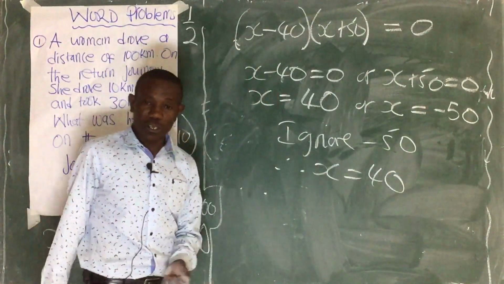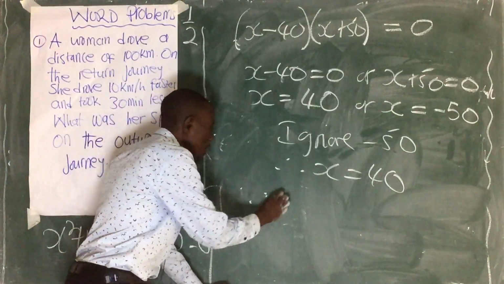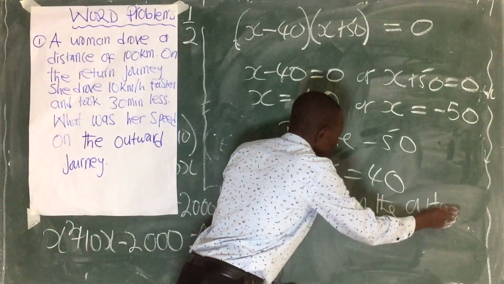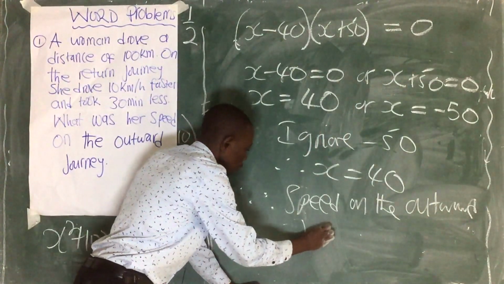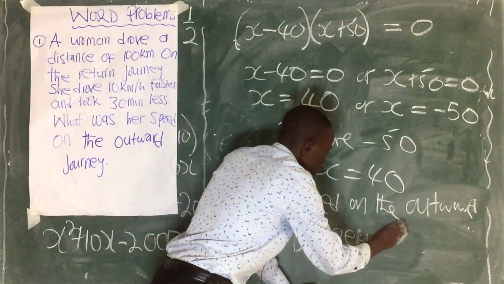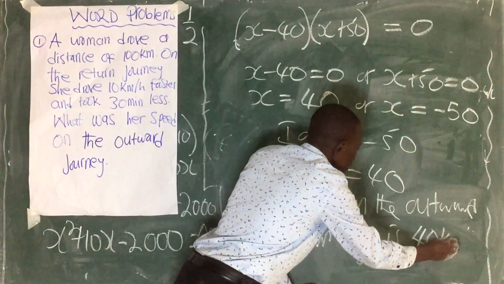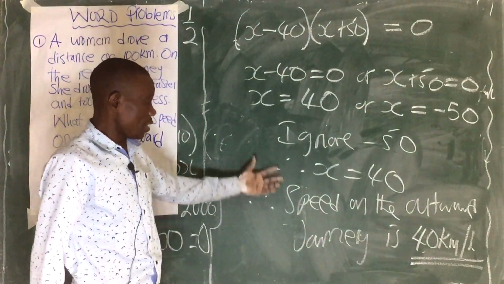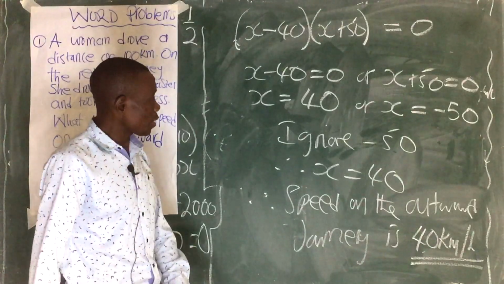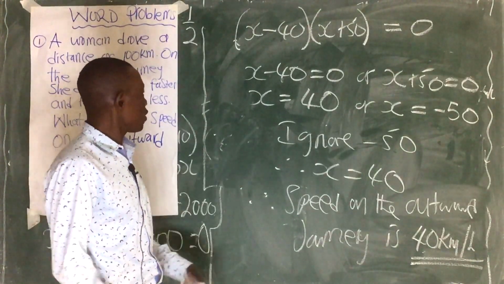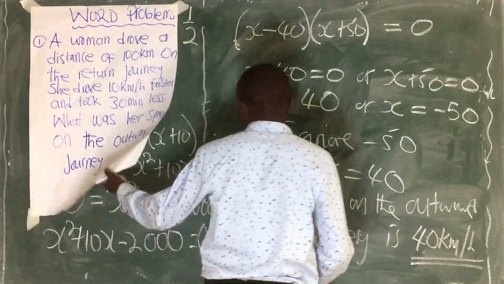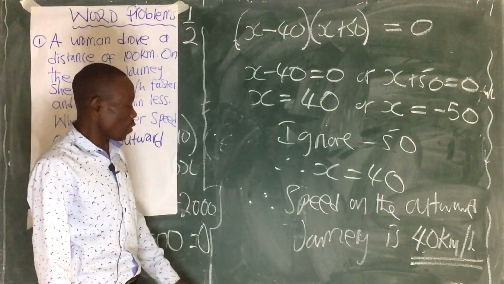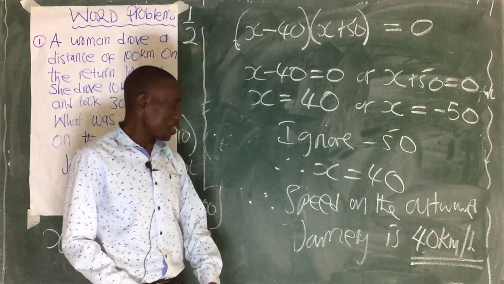By that, we conclude that the speed on the outward journey is 40 kilometers per hour. So that's it, my dear students. You can see how we've done that, and it has worked very well. We've brought in some issues about addition of fractions somewhere along the way, and somewhere we've also done solving of the equation until we arrived at the value of the variable, which is the speed.